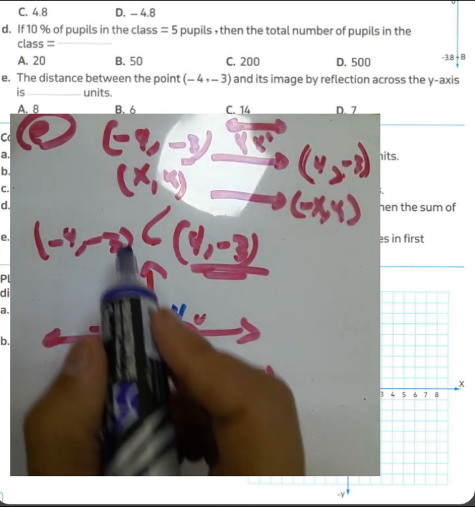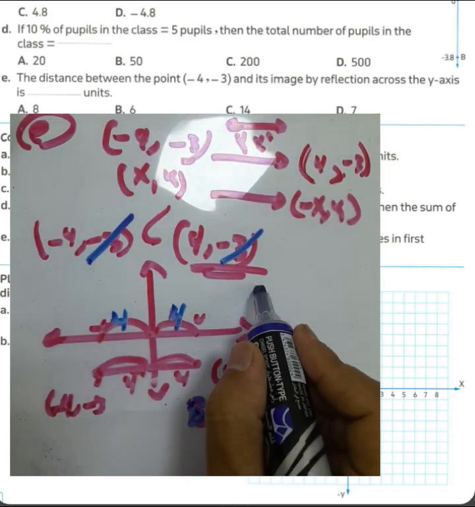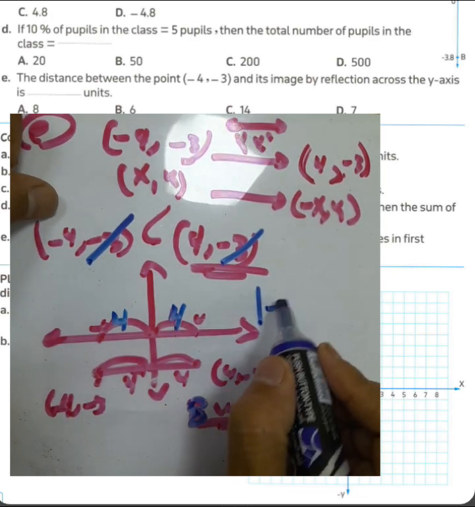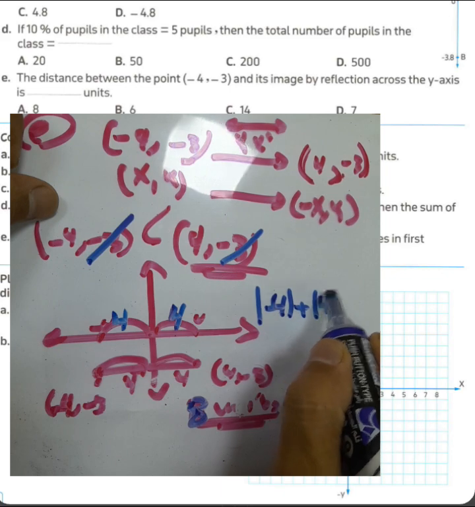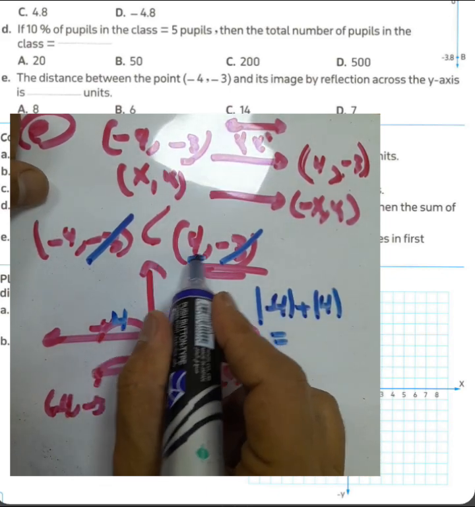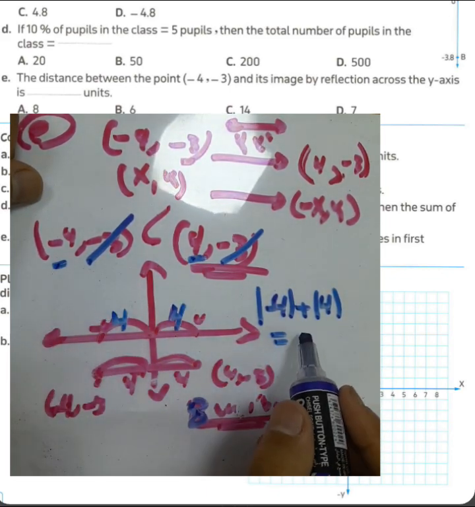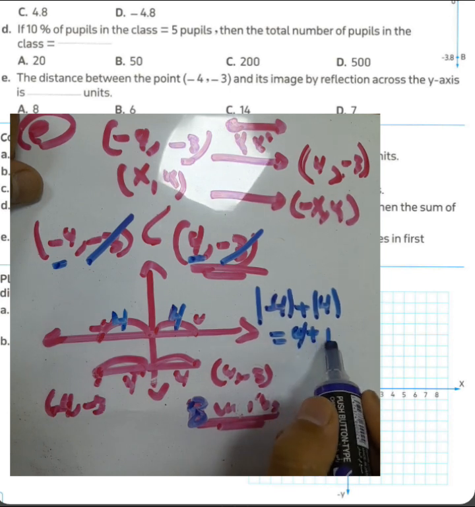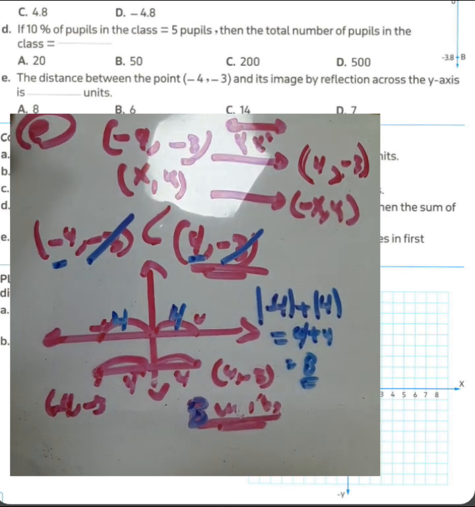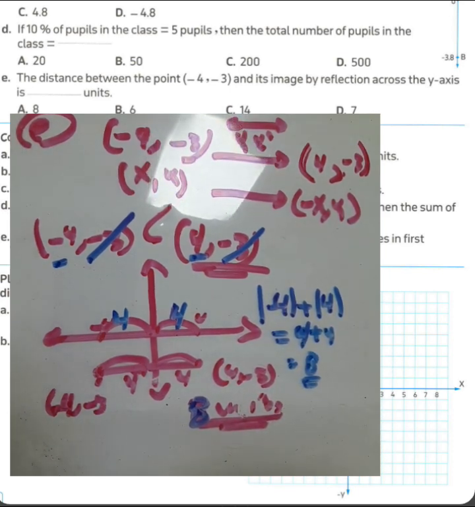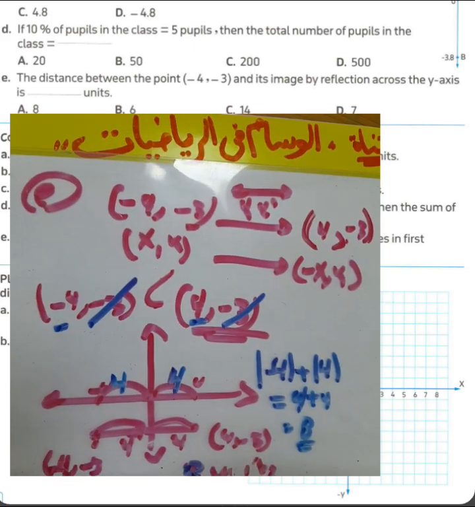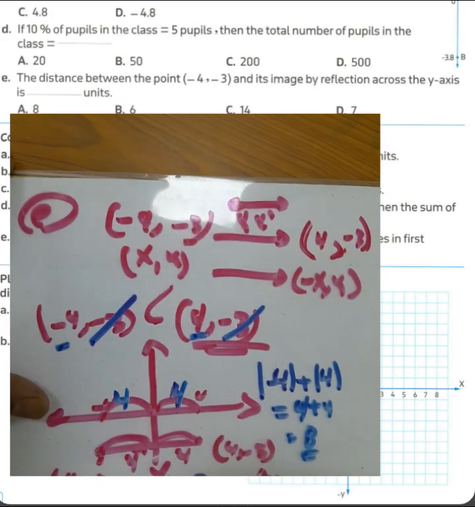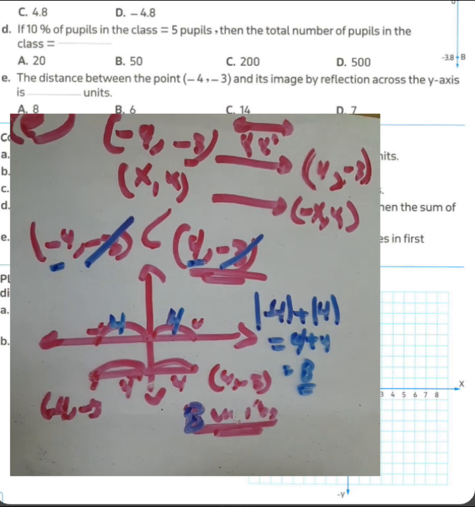Or you can cancel the similar between them and write the absolute value of -4 plus the absolute value of the second number and first number. The result will be 4 plus 4 equal 8. The distance between 2 points will be 8 units. Okay, it's the result of this example. The result will be 8.